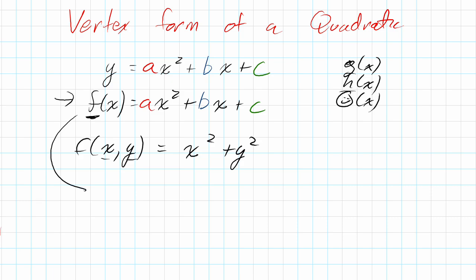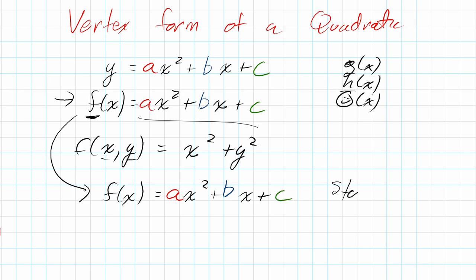So let's bring this back down here. We've digressed a little to talk about functions, but we have f of x is equal to everything we have here, ax squared plus bx plus c. This is our standard, or the general form of a quadratic in standard form. So we're going to put that down, okay? Standard.